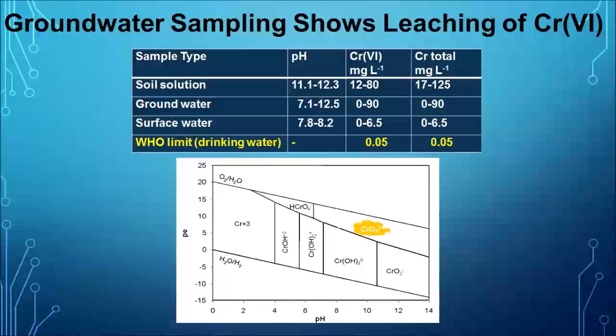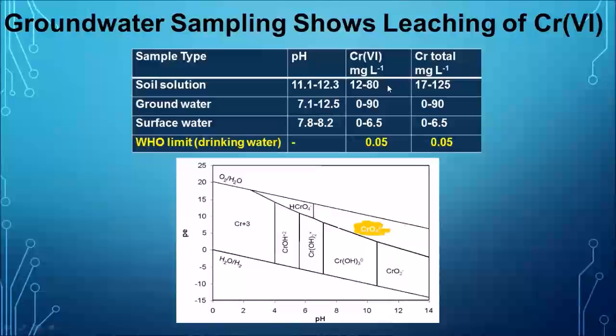So it's not unsurprising that when we look at the comparison between chromium-6 and chromium total, we find that there's general similarity. So we have very high pH, and if you look at the pe-pH diagram here, we have oxic waters, high pH, so the expected speciation would be chromate in solution. So for the surface water and groundwaters, it's almost entirely chromium-6.